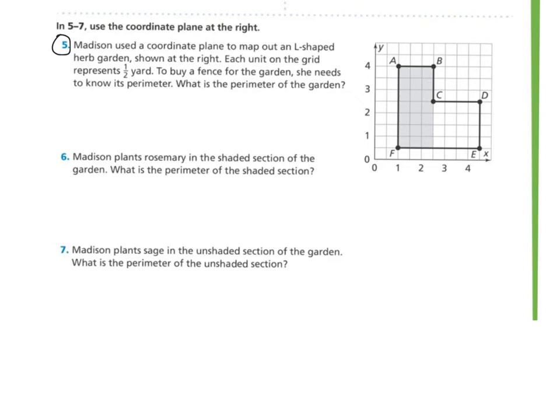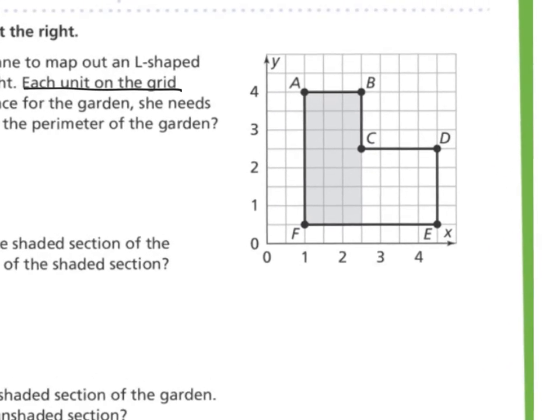Skipping over to number 5, Madison used a coordinate plane to map out an L-shaped herb garden shown at the right. Each unit on the grid represents a half yard. To buy fence for the garden, she needs to know its perimeter. What is the perimeter of the garden? Okay, so this one, each unit is a half.